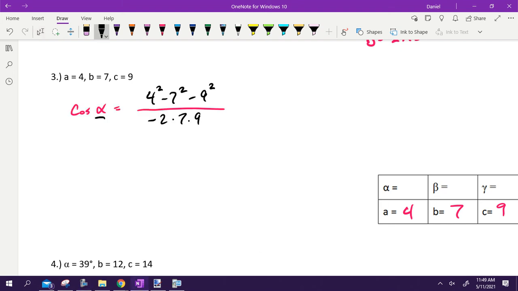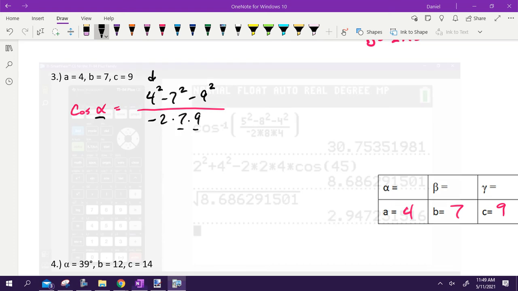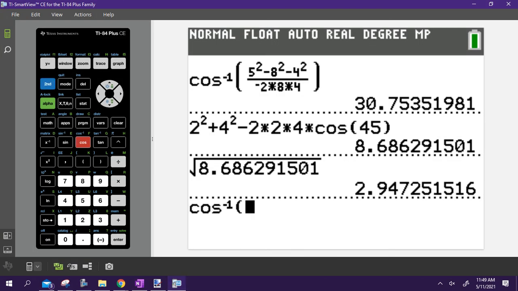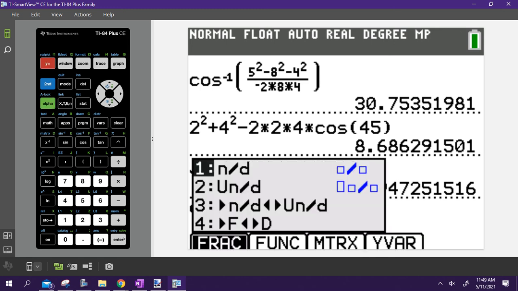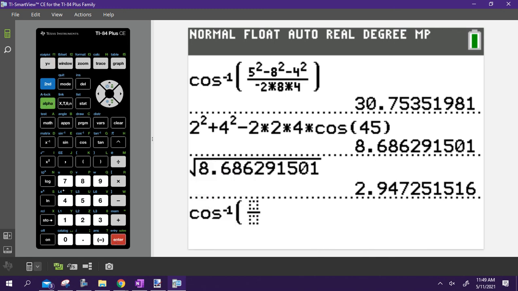We are trying to find alpha. So again, I started with the A squared minus B squared minus C squared. And then on bottom, I used B and C. So in my calculator, I'm going second cosine. And then I'm just typing it in. Alpha F1 because I like using the fraction bar. 4 squared minus 7 squared minus 9 squared, all divided by negative 2 times 7 times 9.